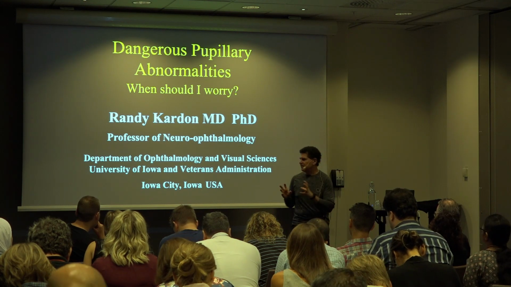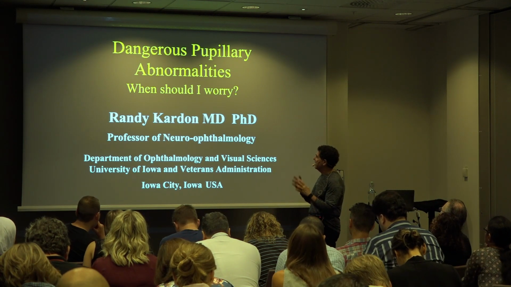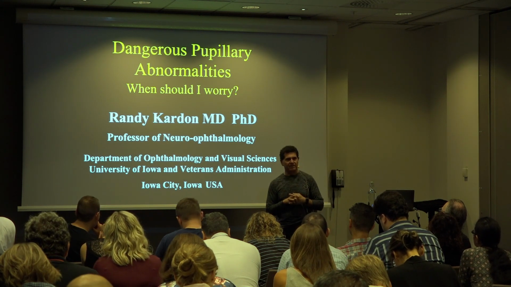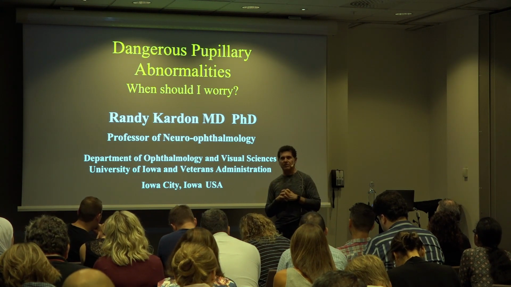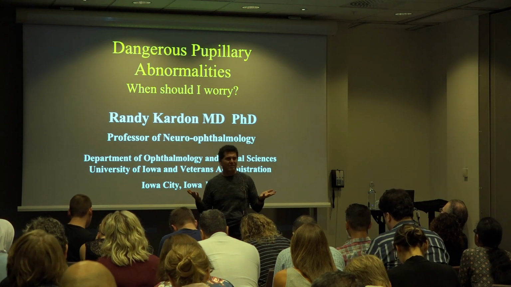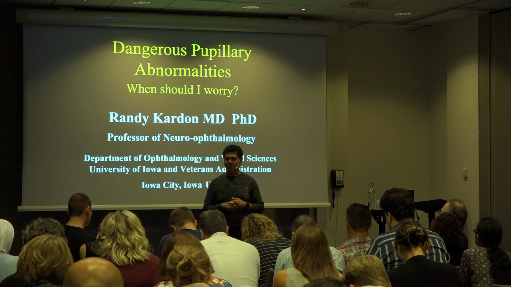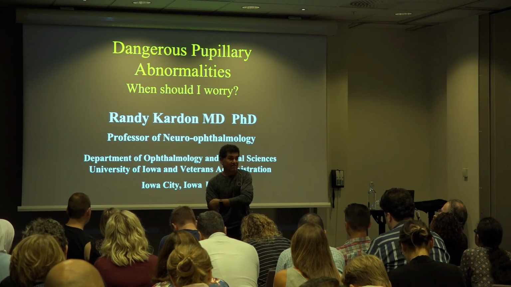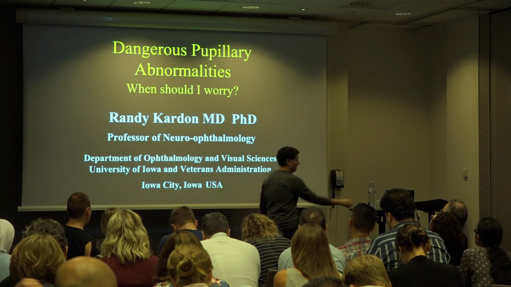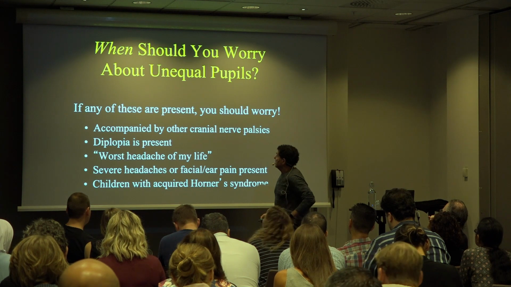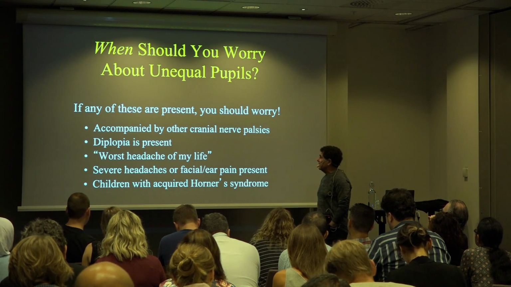I want to give this presentation in the context of efferent pupillary defects. If you see a difference in pupil size in anisocoria, when should you worry? What's benign and what could be dangerous? Because you don't want to miss something that's potentially life-threatening. So it's important to kind of have that idea. So when should you worry?